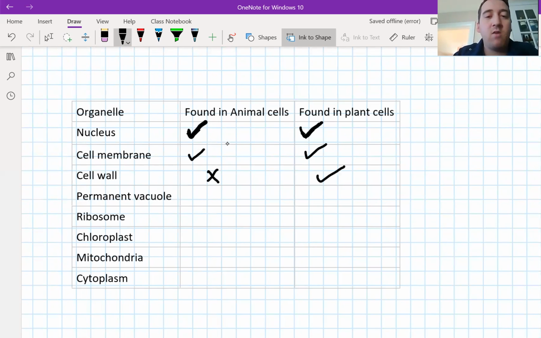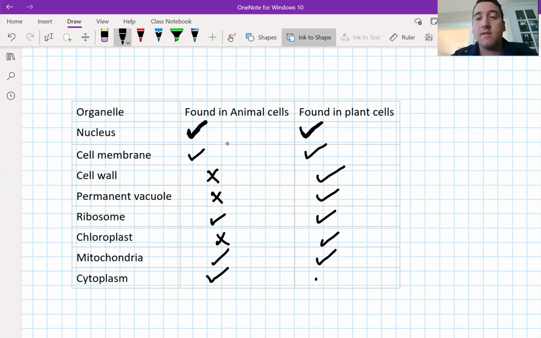A permanent vacuole, is it found in animal cells? No, it's not. Is it found in plant cells? Yes, it is. Well done if you got that right. Ribosomes, it is found in animal cells and it is found in plant cells. Chloroplasts, it is not found in animal cells and it is found in plant cells. Mitochondria, it is found in animal cells and it is found in plant cells. And the cytoplasm is found in animal cells and is found in plant cells. Well done if you got that right.